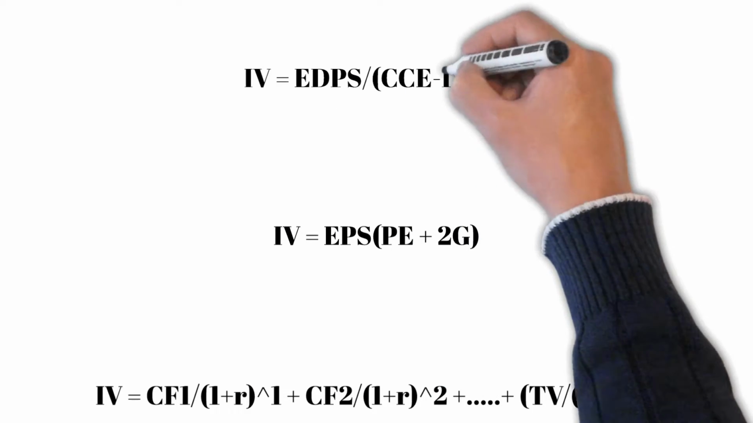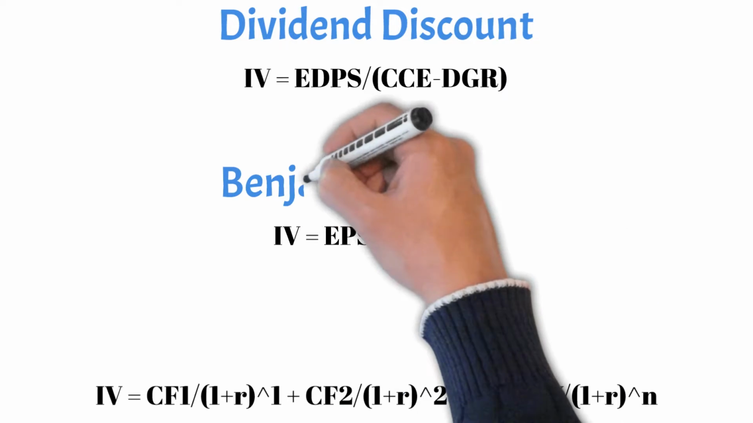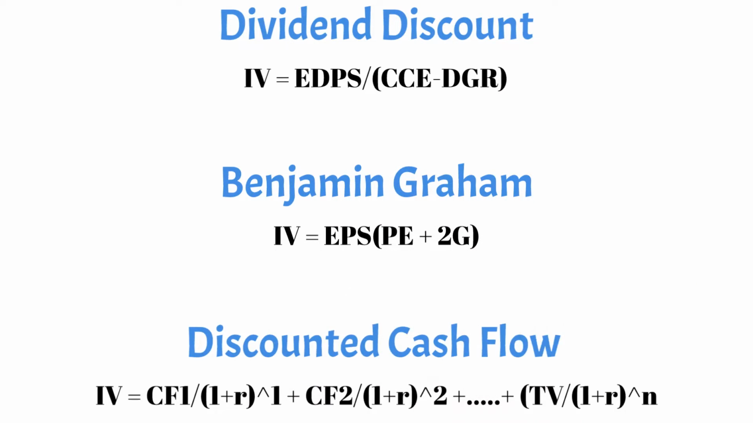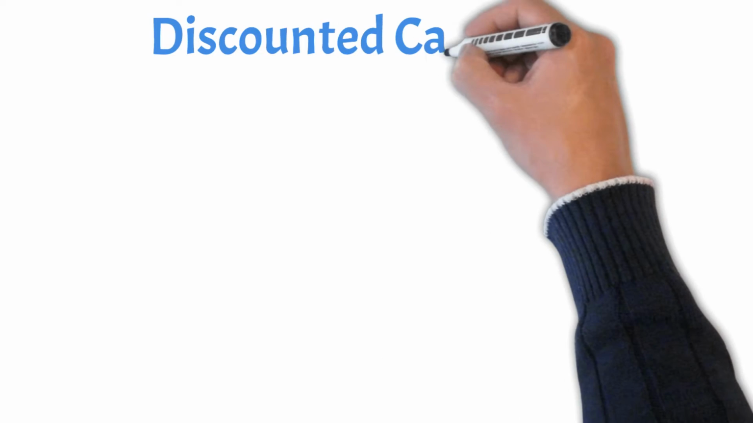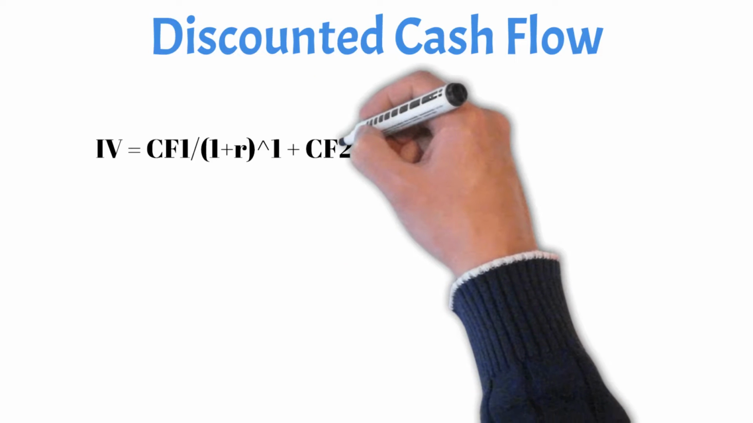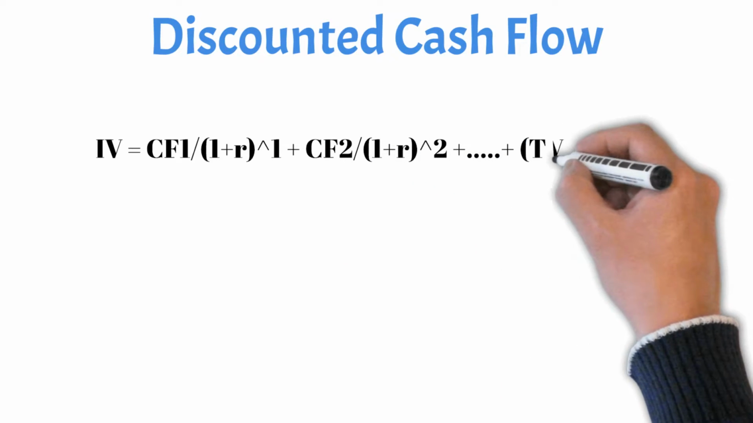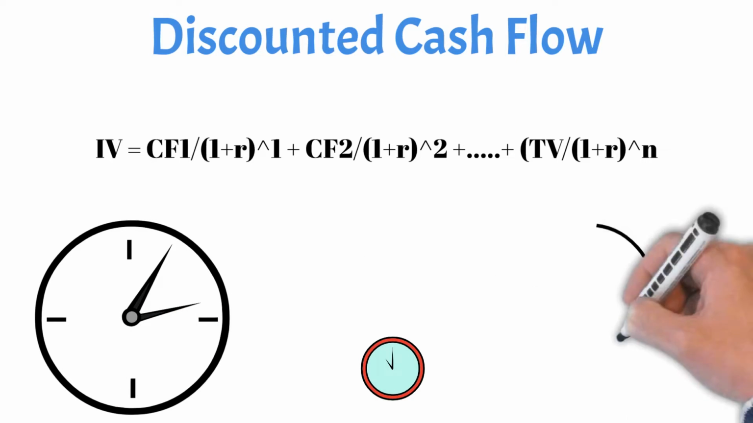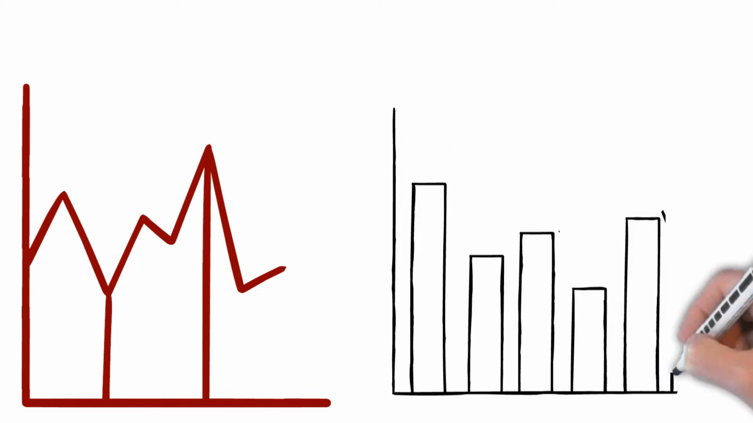The most common formulas used are the dividend discount model, Benjamin Graham's formula, and the most commonly used discounted cash flow analysis. The discounted cash flow analysis is calculated as so. Intrinsic value equals expected cash flow divided by 1 plus required rate of return to the nth period. This formula can be used on all different time frames depending on one's outlook. This means that you can plug in statistics based on estimates for the next few quarters, or the next few years if you want.